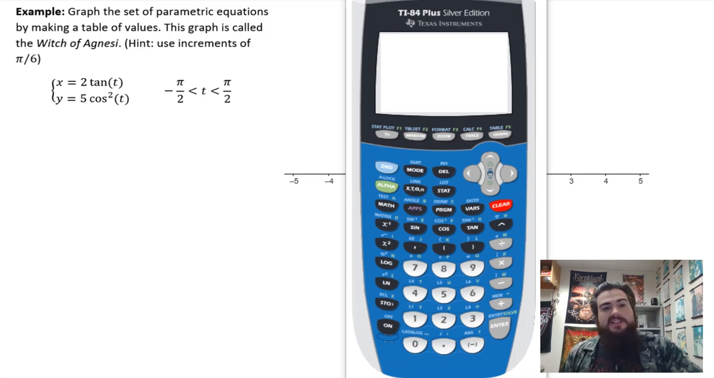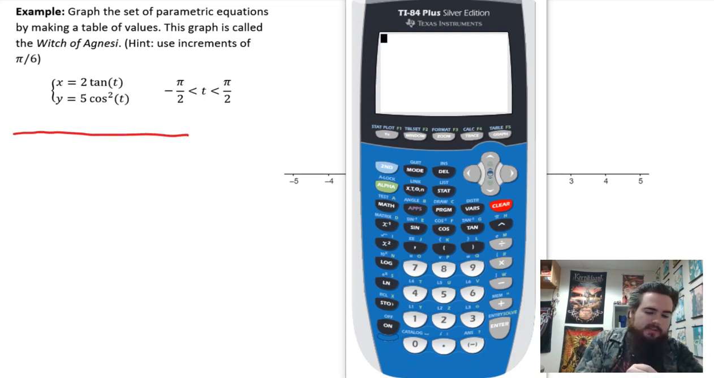We have the functions x equals 2 times tangent of t, and y is equal to 5 times cosine squared of t. We are told that t is restricted to be between negative pi halves and pi halves, not including those two values. And we are recommended to use increments of pi over 6. So we will do that.